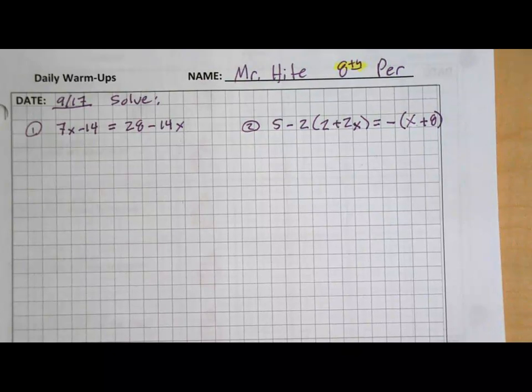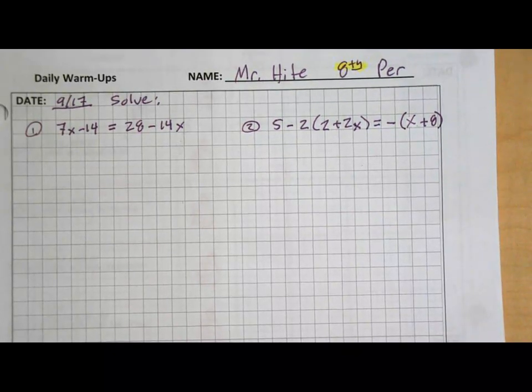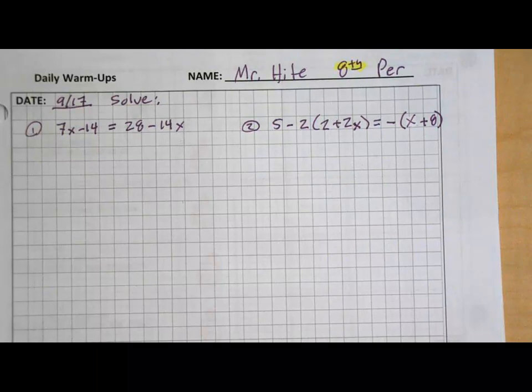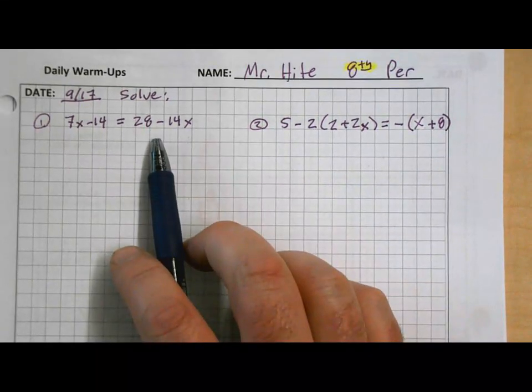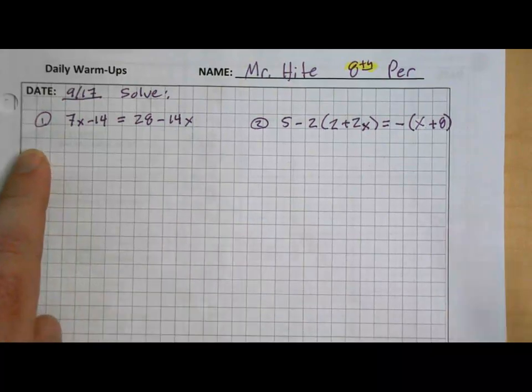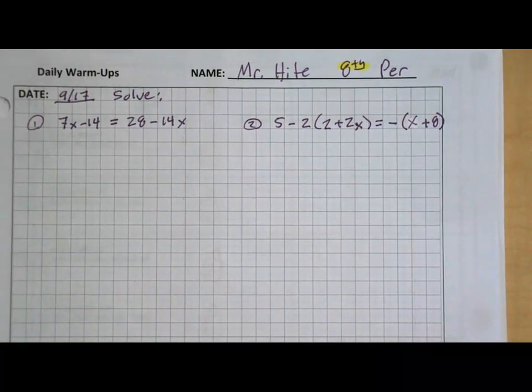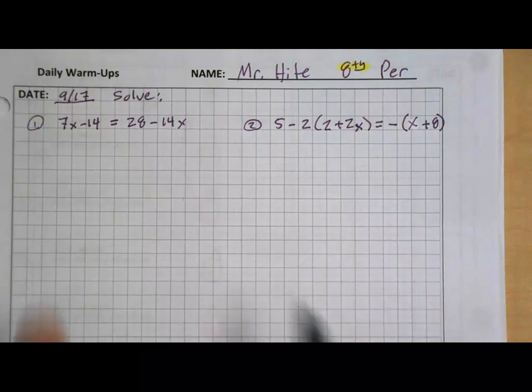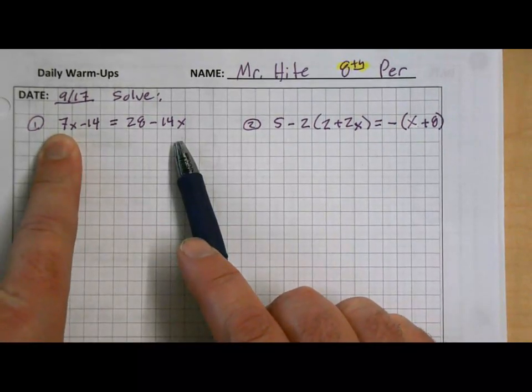The three things you want to do anytime you're solving an equation. Number one is parentheses, which we don't have in this. Number two is like terms. And we don't have any like terms on the same side over here or over here. And then number three is variable on both sides, which we do have x's on both sides of the equal sign. So we'll deal with that first.